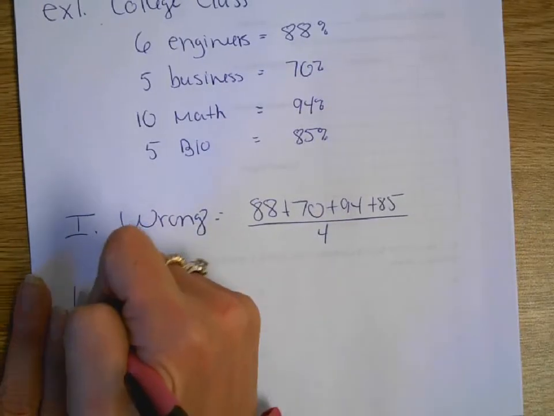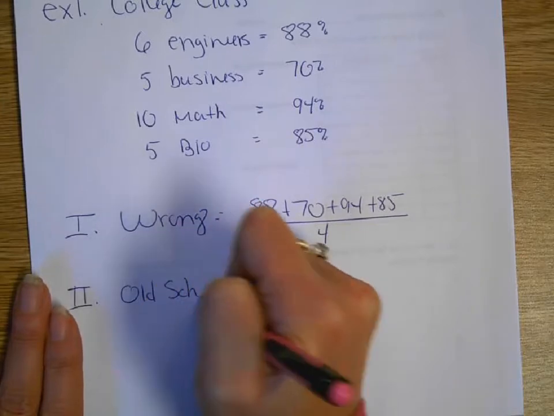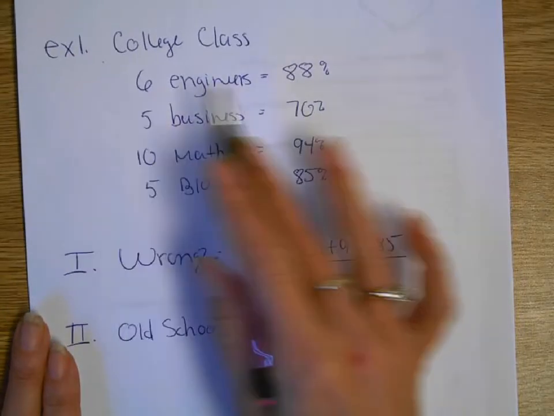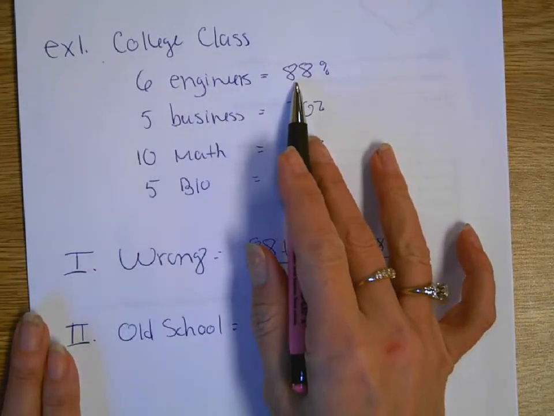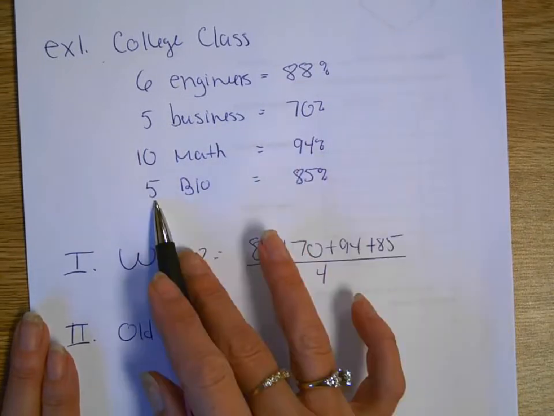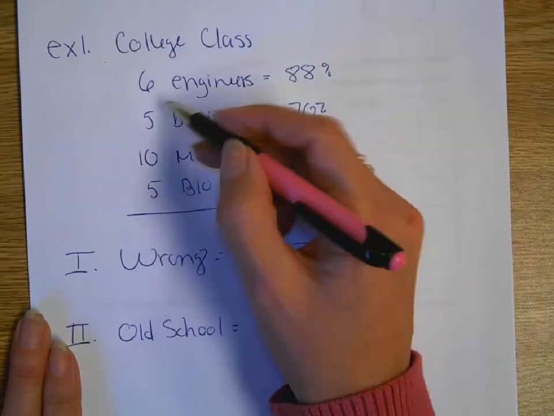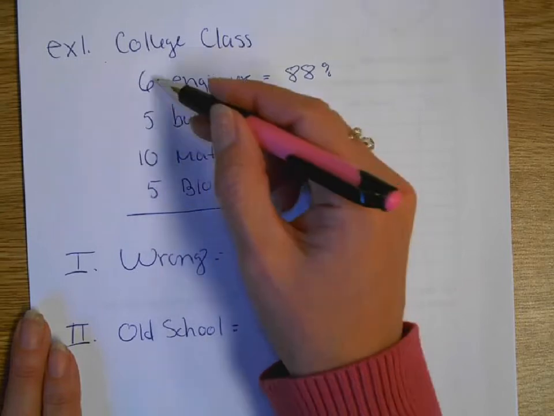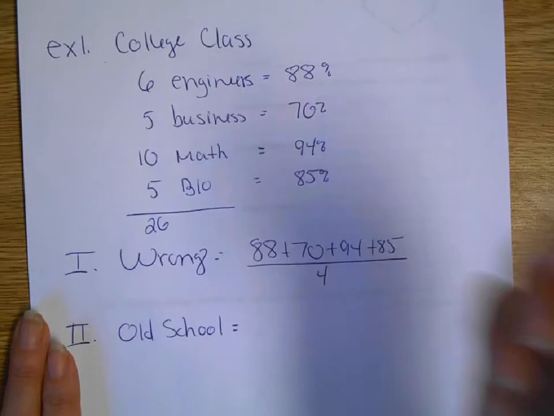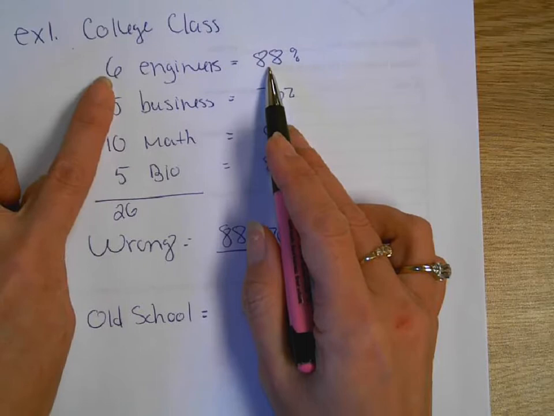Okay, an old school way to do it, without weighting, is to think, boy, I've got 6 people that got 88, so that's 6 sets of 88, 5 people that got 70, 10 that got 94, and 5 that got 85. So overall, in order for me to get the class average, I'd have to divide by how many values I have, which is how big the class is, and there's 26 people in this class. 10, 20, 26.